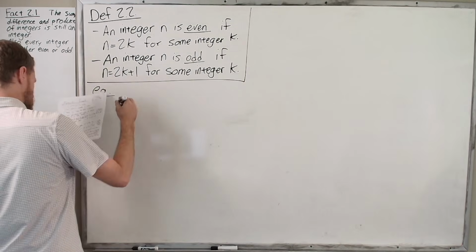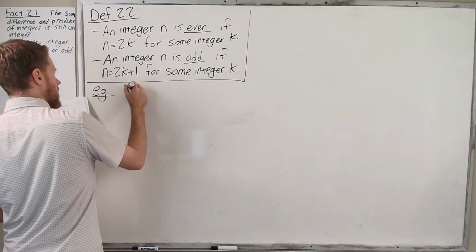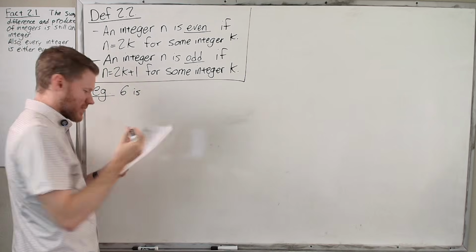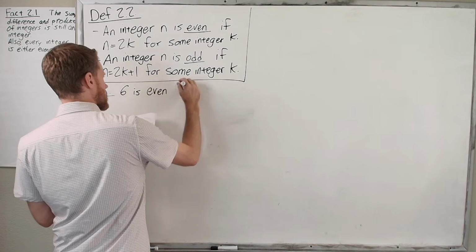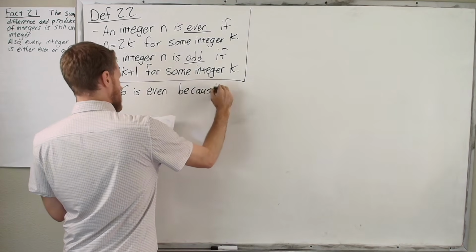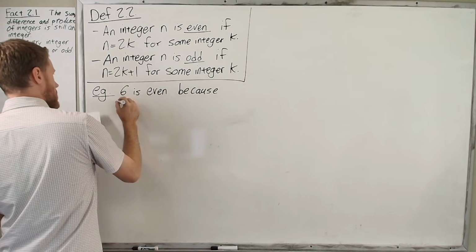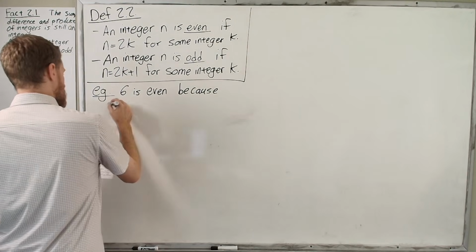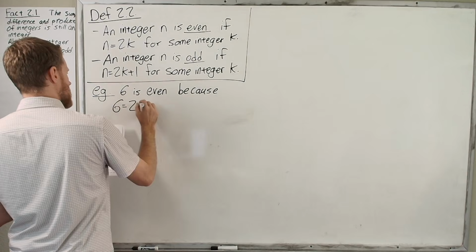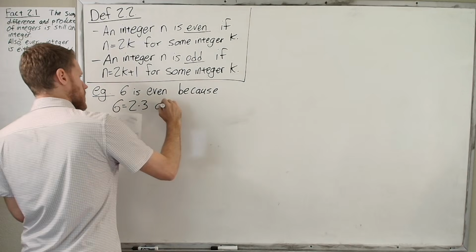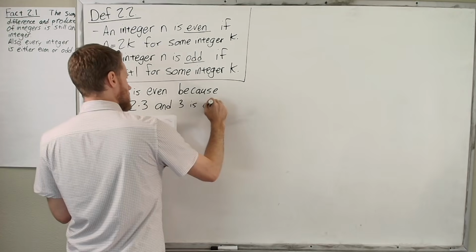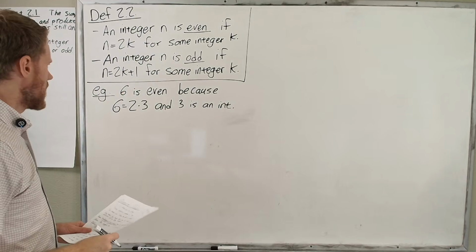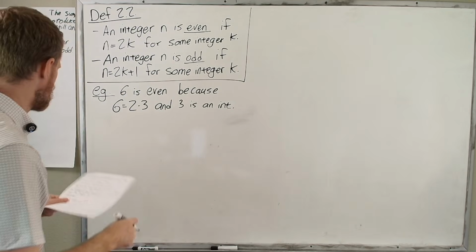Okay, so e.g., for example, is 6 even or odd? Even. 6 is even because, why? Well, because it satisfies the definition, right? You always should go back to the definition. So 6 is even because 6 equals 2 times 3, and 3 is an integer. I should do int. for integer. Again, good for board work, not good for your solutions on homeworks.